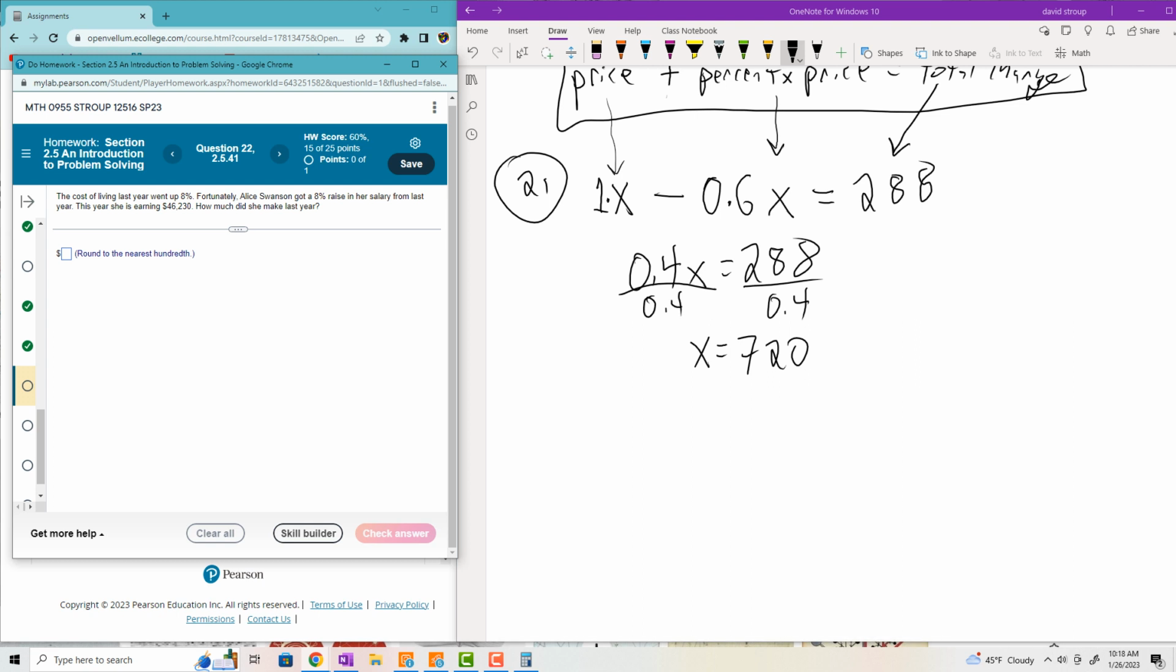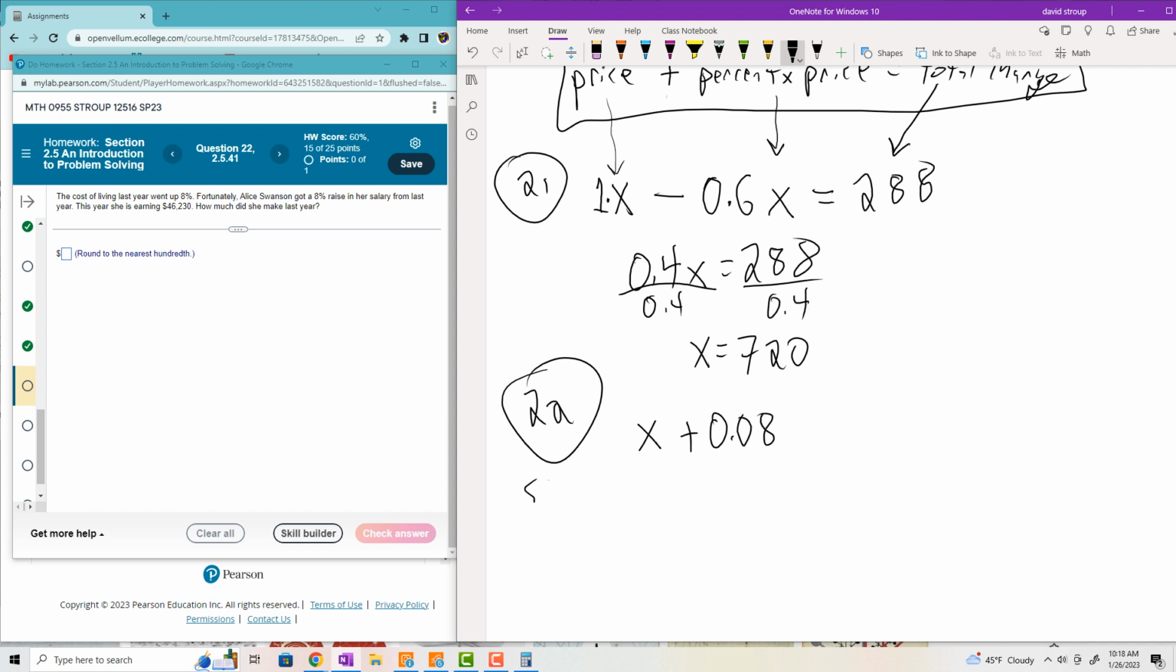Same type of problem here in 22. The cost of living went up 8%, so this time you're adding it in. Fortunately, Alice got an 8% raise in her salary from last year. This year she's earning 46 grand. So again, there's this original salary, and then she got a raise. So you're going to add in a percent of the original salary.